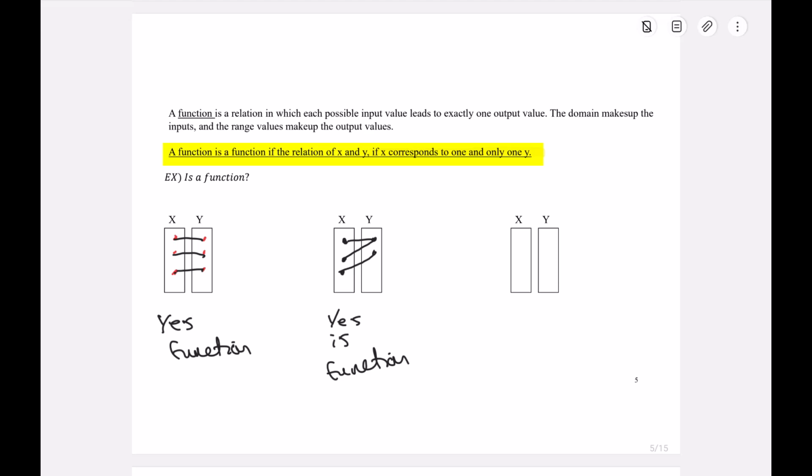But then we could have another situation where we have 2 x values and 3 y values, and we can see that one x value corresponds with 2 y values and one x value corresponds with one y value, and we can see that that is not a function.